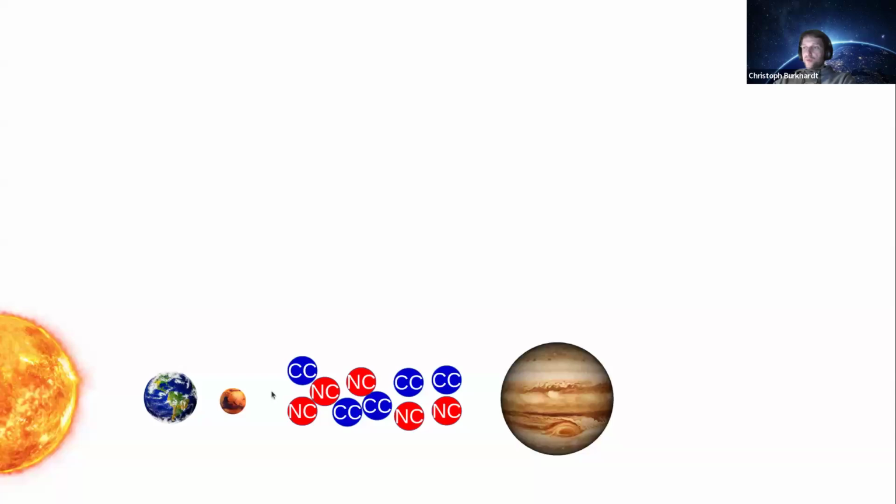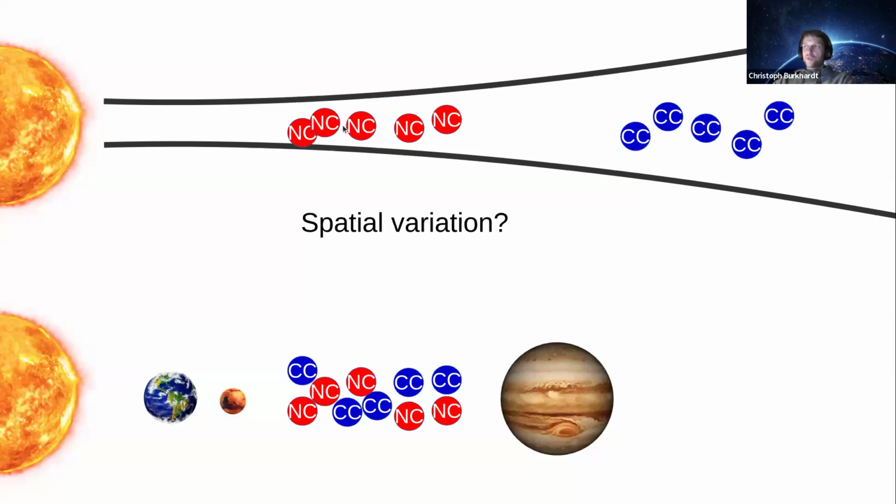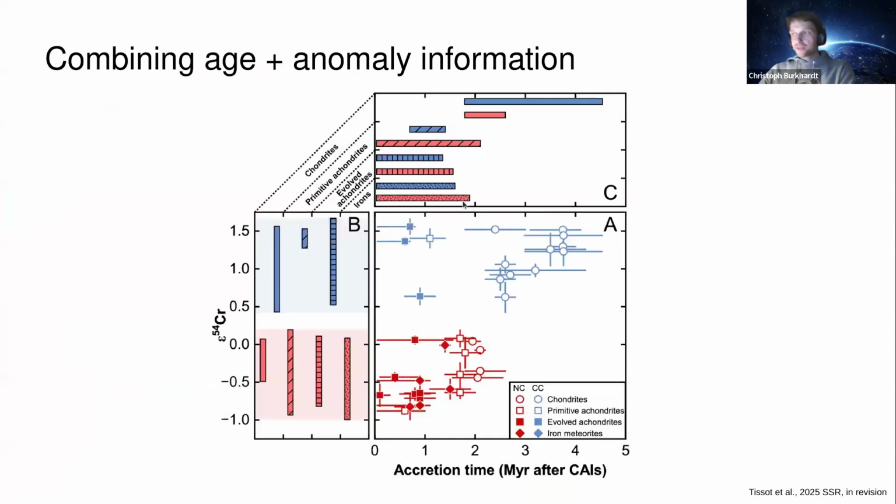That also means they cannot have formed at the same time at the same place. So the question is, is it a temporal variation? Did the NC bodies form first and then at the same place later maybe the CC bodies? Or is it a spatial variation where we form the two at the same time, but at a different place? And in order to differentiate these possibilities, we need to link our isotope anomalies with the accretion ages of these bodies. And this is shown here in this diagram.